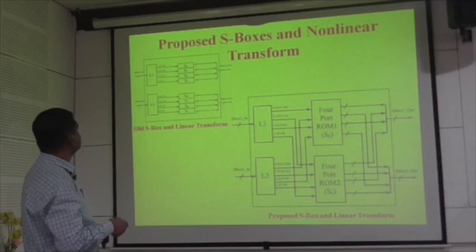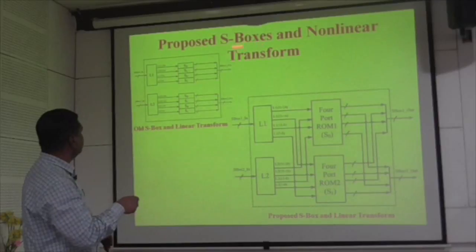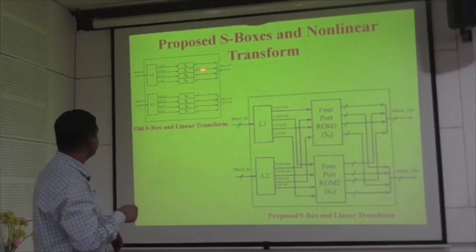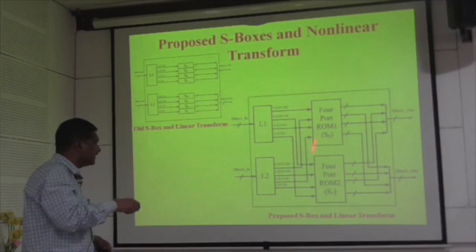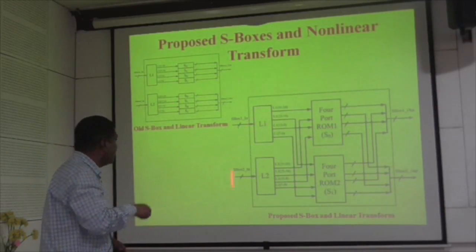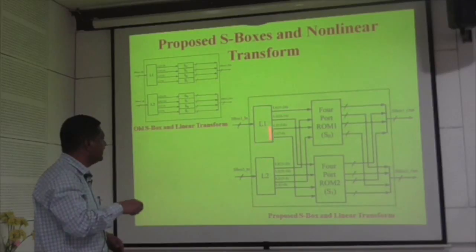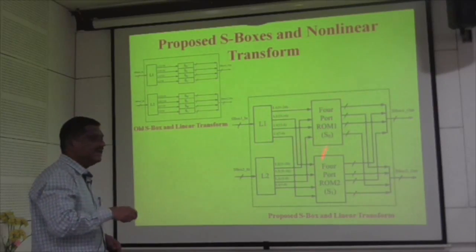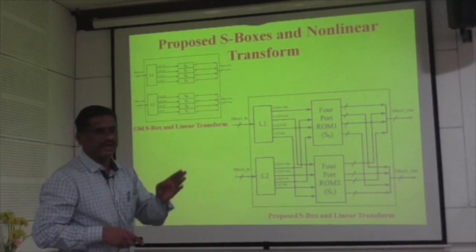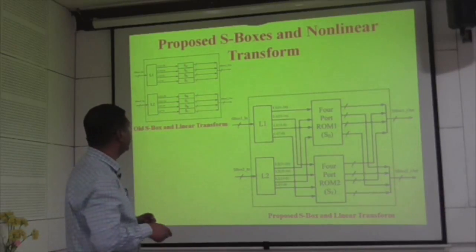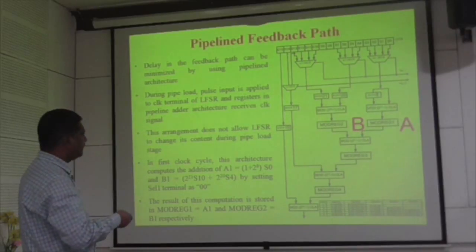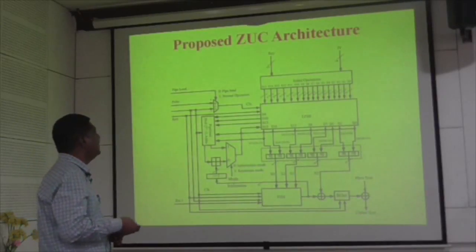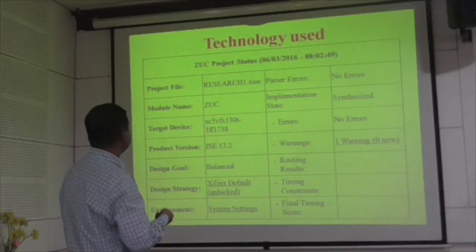In the ZUC S-box, it needs 8 S-boxes. In place of that, we are using two S-boxes with a nonlinear function, and it minimizes the memory requirement by 3/4. We need only 1/4 of the total memory in this case. This is the pipeline architecture implementation. How the pipelining works, I have mentioned here. And this is the GHRCE architecture.